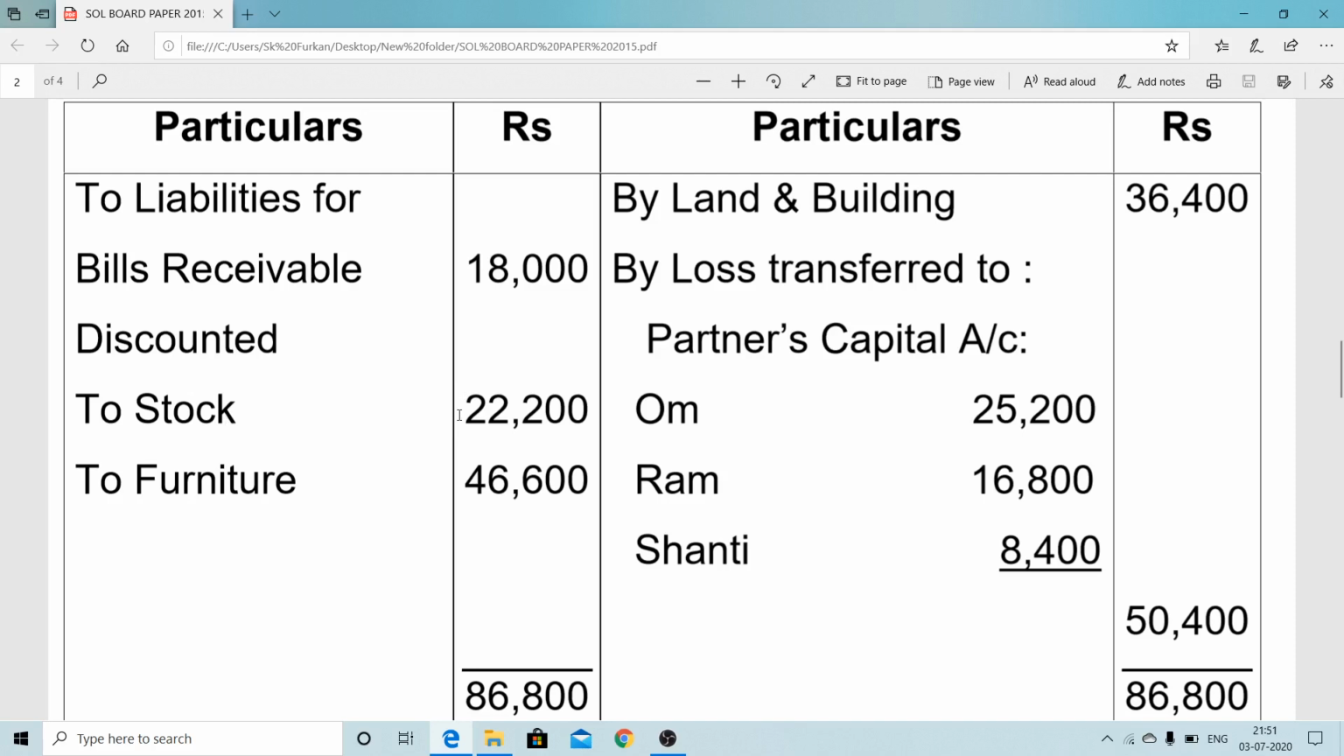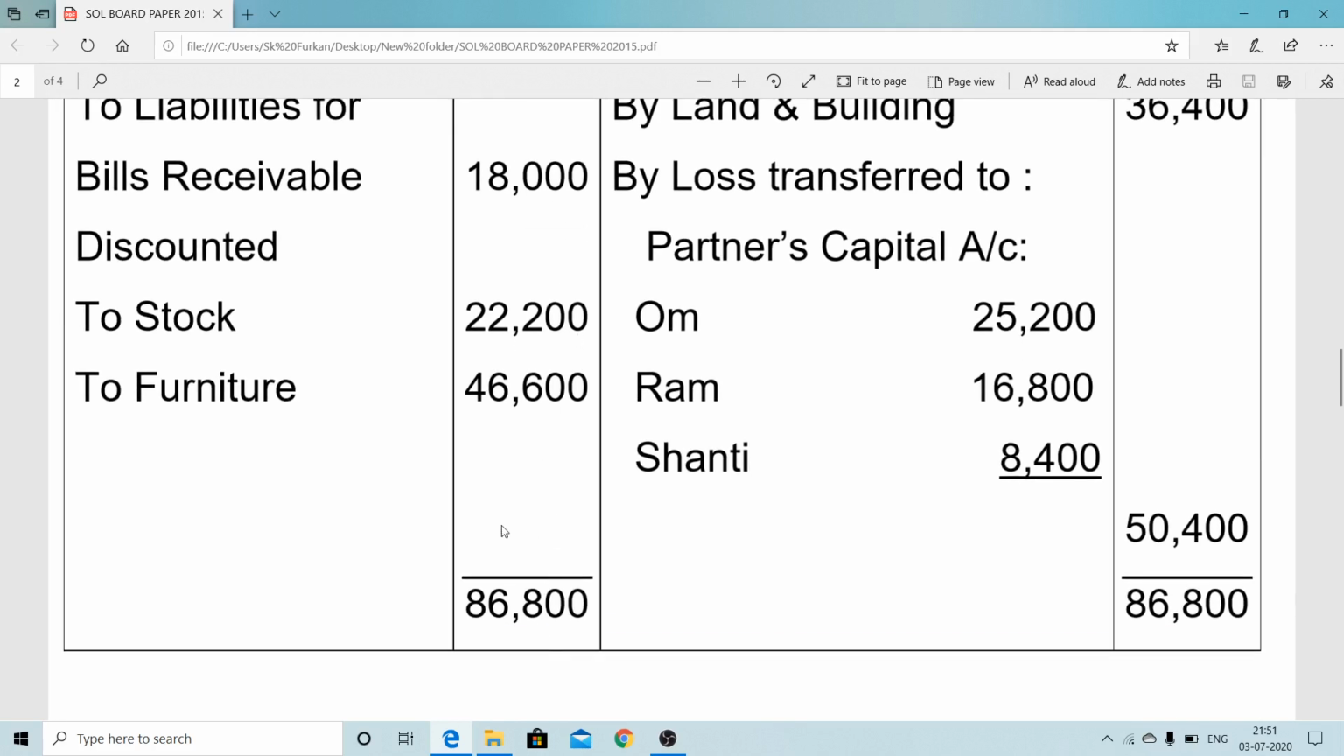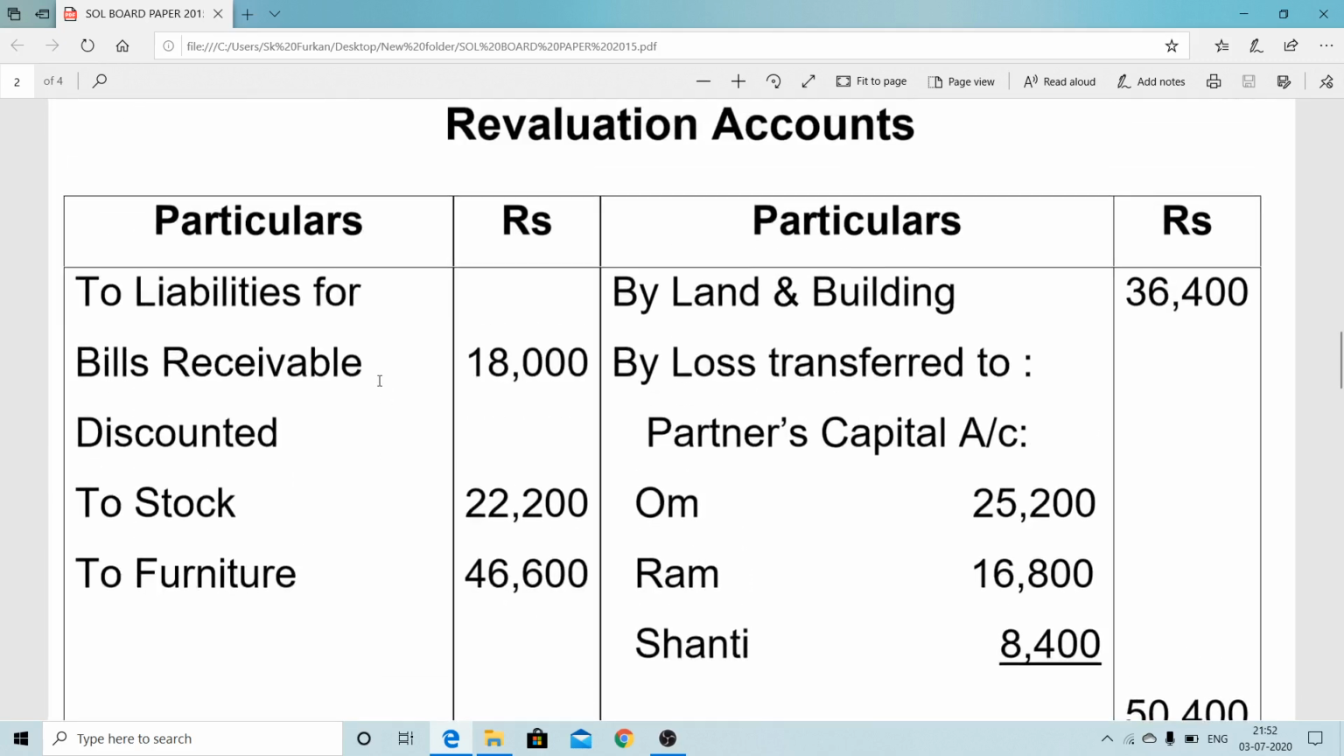20% decreases, so it is coming 22,200. Furniture value also 20% decreases, it is coming 46,600. We can see if we compare this side only 36,400 and this side here 86,800. So the debit side this time is greater than the credit side. As per the rule of nominal account, if the debit side is heavier, then it is coming loss.